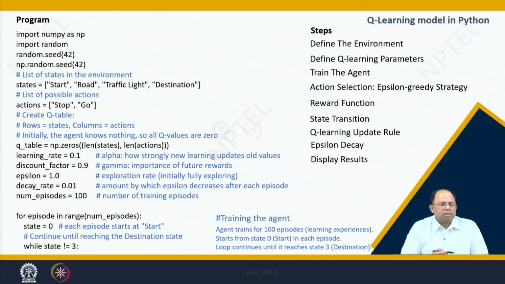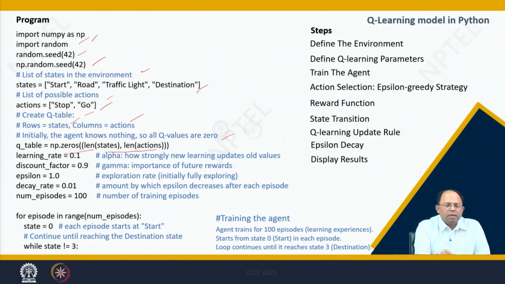So, the model starts with standard NumPy as np, import random, then we are starting with a random seed of 42, so that every time we get the same result, right? We are fixing the random seed. So, we list the states in the environment, which is start, road, traffic light, destination. The list of possible actions is given as stop and go, and then we create the Q table. Rows become states, columns become actions, and initially the agent knows nothing. So, all Q values are made 0. So, this is where we are initializing the Q table, right.